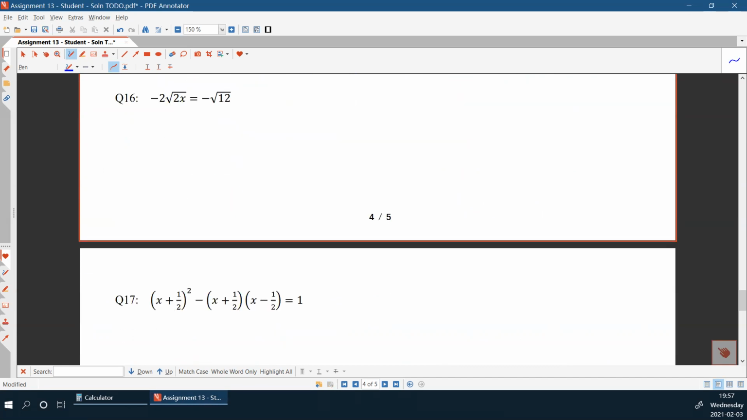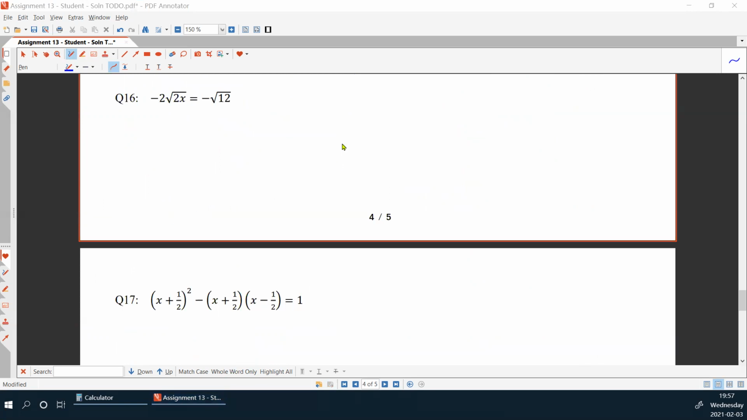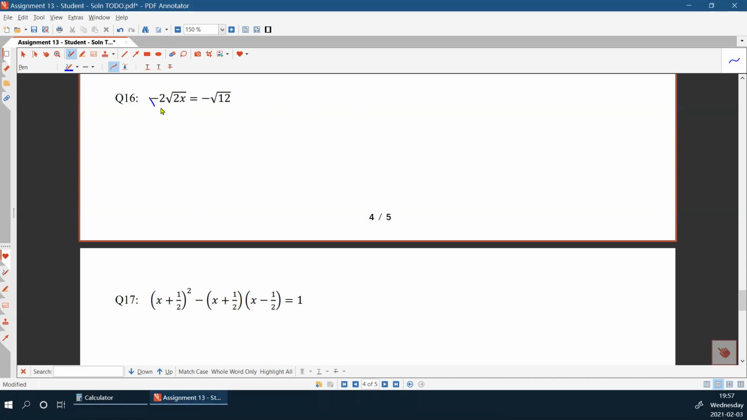Okay, and so let's see question 16. First of all, we can cancel a minus sign, right? Because we have -1 on each side of the equation. So you can divide both sides of the equation by -1. This gives you twice square root 2x equals square root 12.